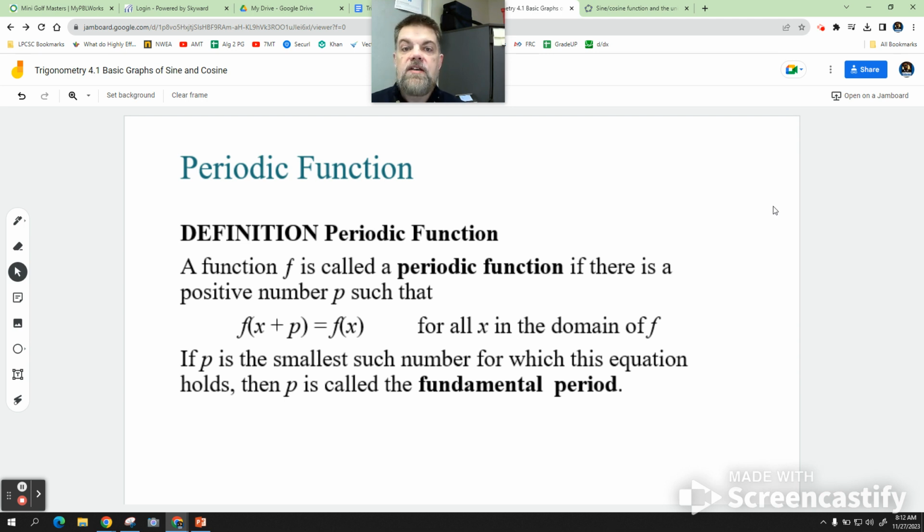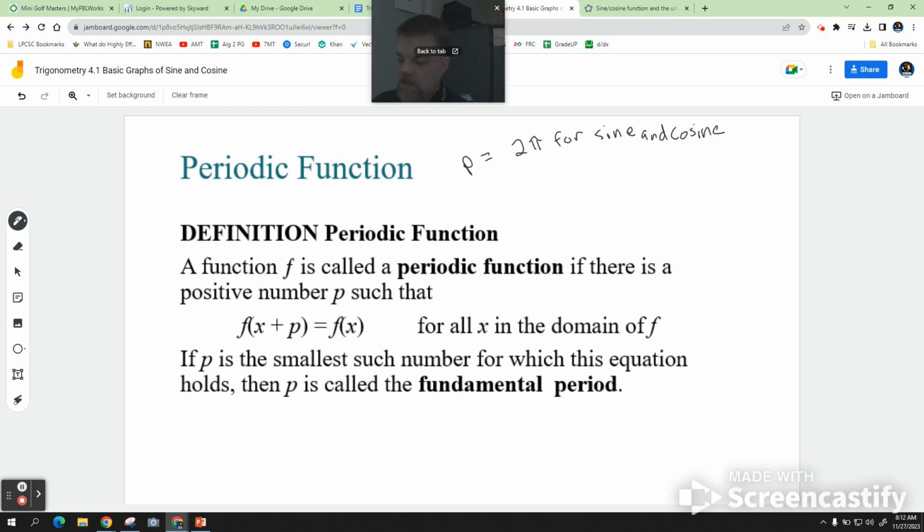Now, on an untransformed sine function or cosine function, the period is 2 pi. So just jot that down in your notes. Just put 2 pi for the period. Now we can change that by doing some math, but if you just say sine of theta, cosine of theta, the period is 2 pi, and I'll show you all that in a second, okay?